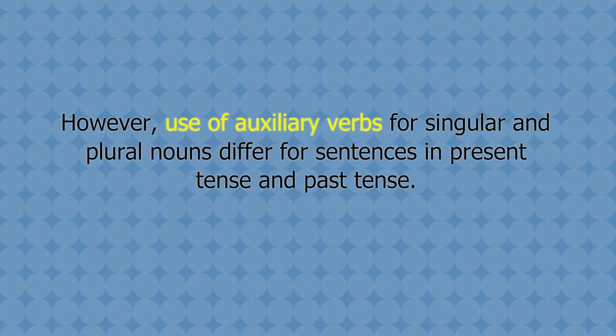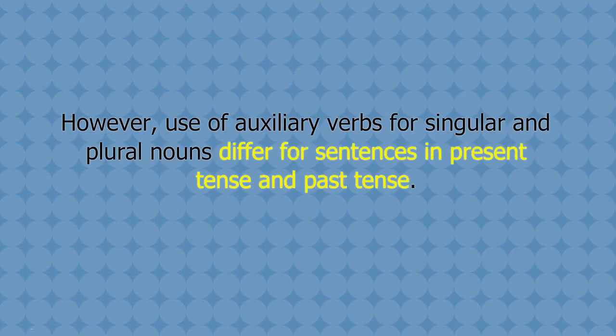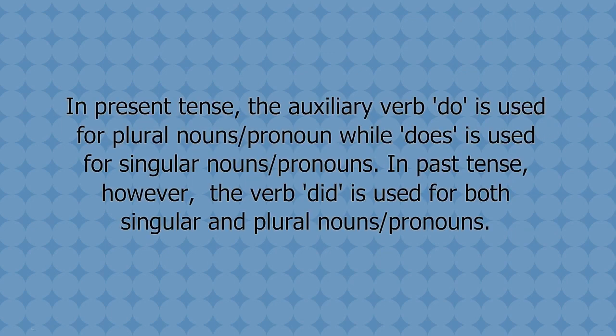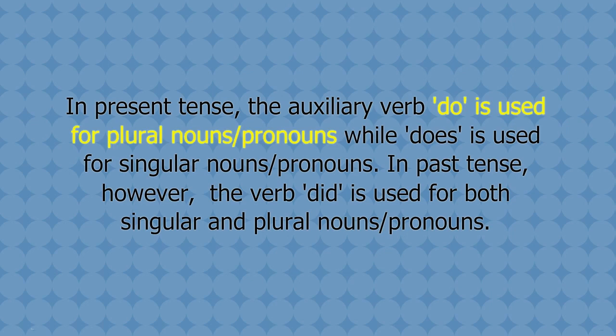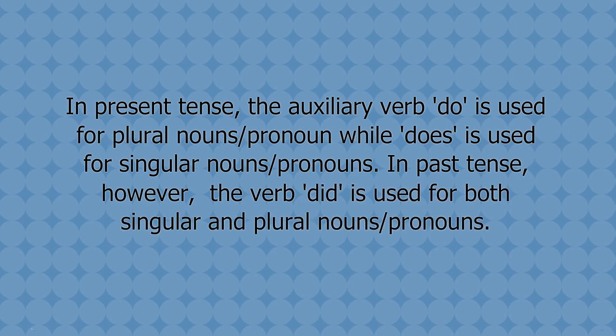However, use of auxiliary verbs for singular and plural nouns differ for sentences in present tense and past tense. For example, in present tense, the auxiliary verb do is used for plural nouns and pronouns, while does is used for singular nouns and pronouns. In past tense, however, the verb did is used for both singular and plural nouns and pronouns.